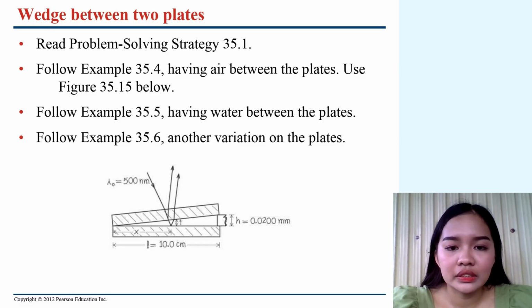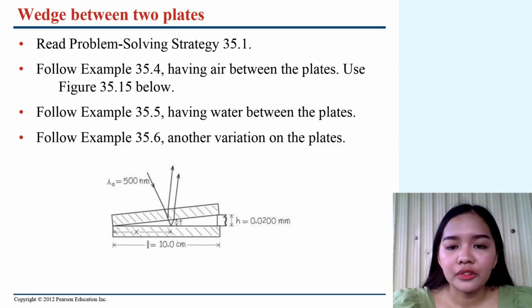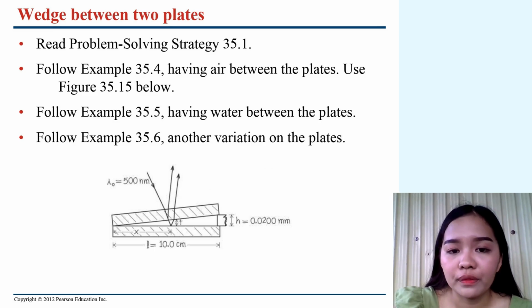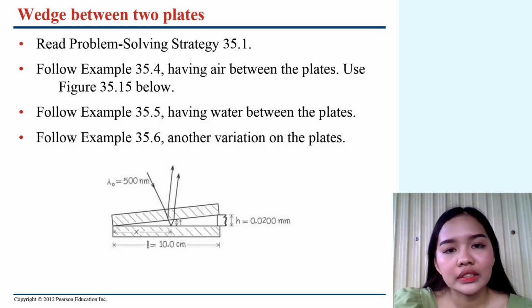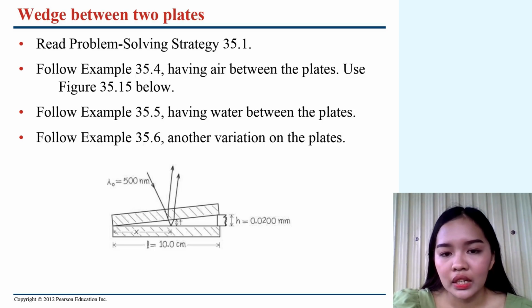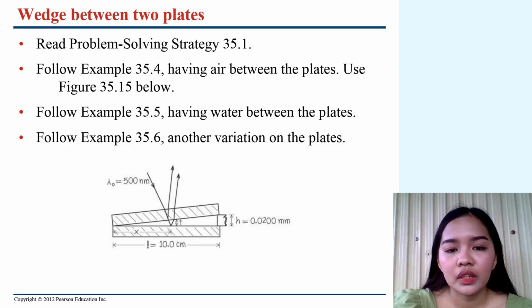So let's apply this step by step using Strategy 35.1. First, identify the two reflected waves. Second, check for phase shifts. Third, calculate the path difference, which is equal to 2 times the thickness times the refractive index, because the light travels slower in the film and the wavelength changes. Fourth, set conditions. Bright is when the total difference is an integer number of wavelengths, while dark is when the total difference is a half integer.